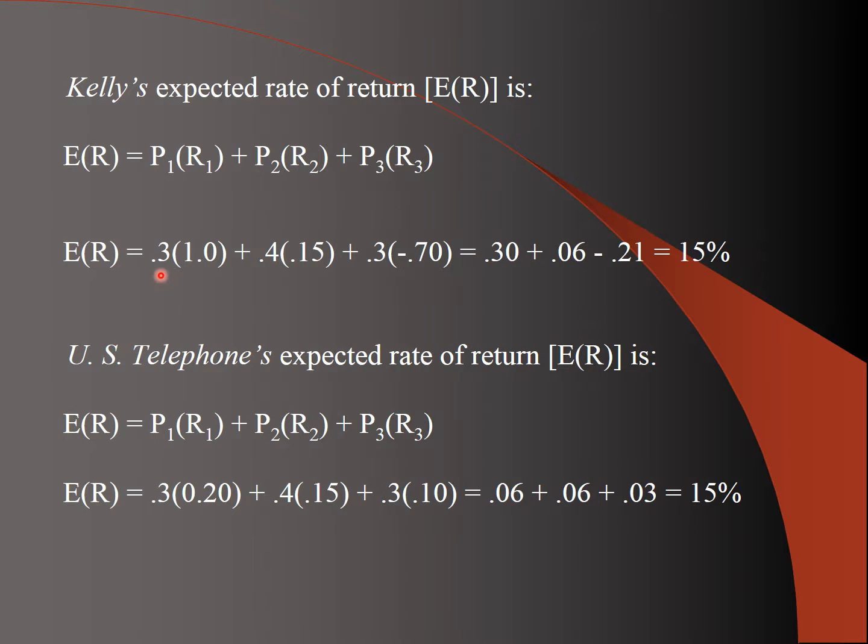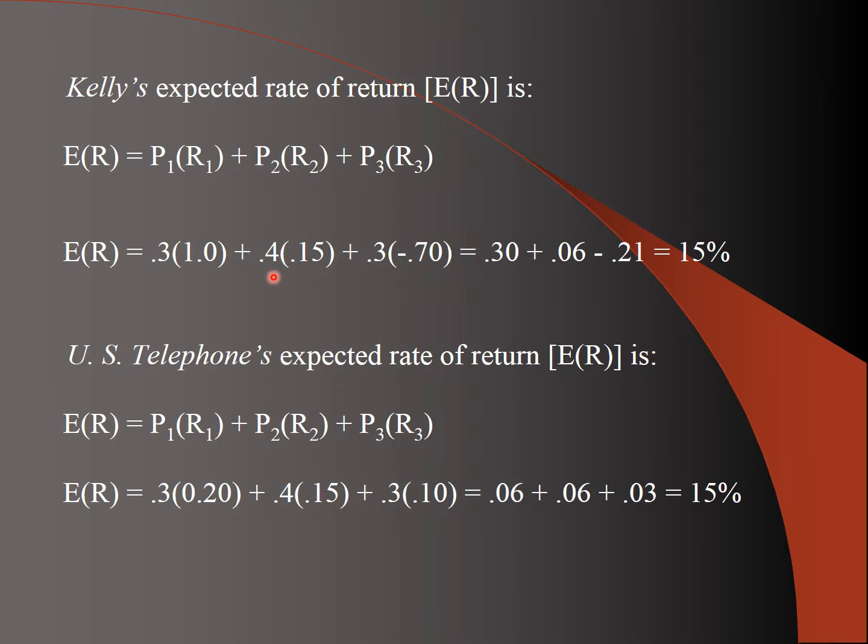We had seen that there was a 30% chance of a booming economy, and Kelly Services would give a 100% rate of return. Notice I just converted everything to decimal, but you could put 100% in here. You should leave the probabilities in decimal form outside the parentheses, but the returns you could have in percentages, so I could have put 100%.